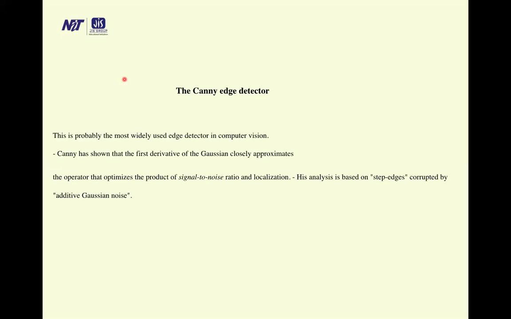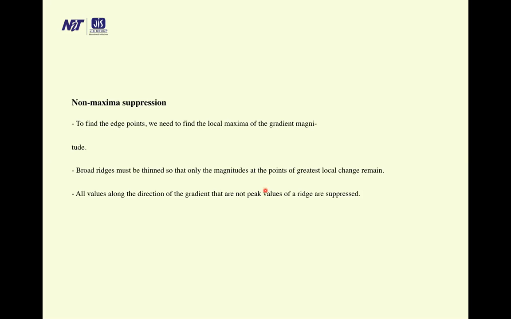Now the Canny edge detector. Canny is probably still the most widely used edge detector in computer vision. Canny has shown that the first derivative of Gaussian closely approximates the operator that optimizes the product of signal to noise ratio and localization. Non-maxima suppression: those points which are not maximum at that particular point are suppressed as noise. Edge linking, I will discuss slowly.